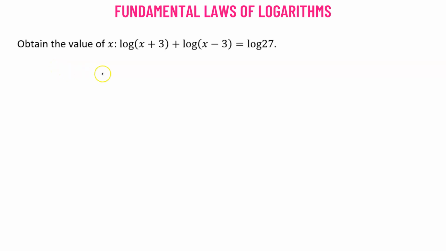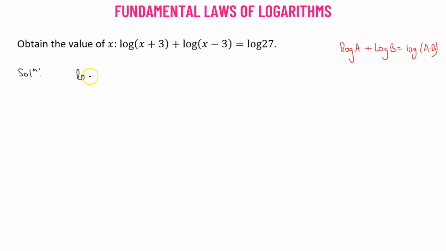We need to find the value of x. Now let us begin. What we'll do here, we have two logarithms added to each other on the left hand side. We can combine them by using the property of logarithm. That is, if we have log of a added to log of b, that's equivalent to log of a multiplied by b. So let's use this property.